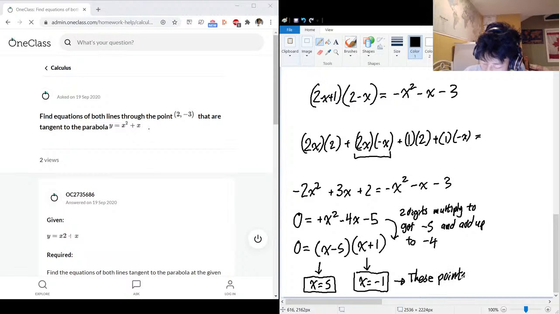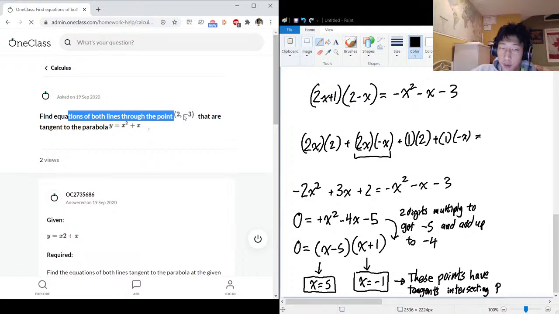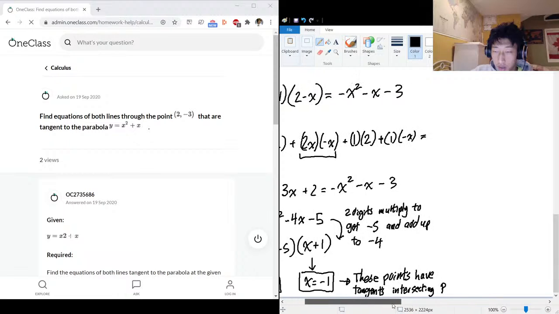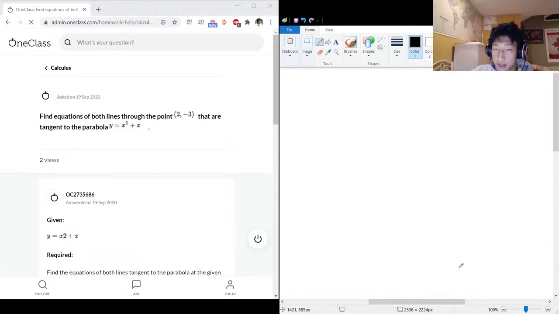These points have tangents intersecting P. Okay, but the question says we need to find the equations of both the lines that intersect with the point P. So to find out where those tangents are, that's not enough. We need the complete equation of the tangent line. So I'll slide over here to just get a little bit more space. Our original question is, or our original equation, y equals x squared plus x.